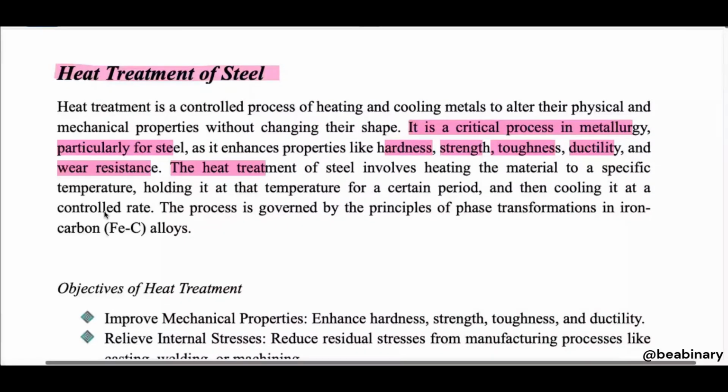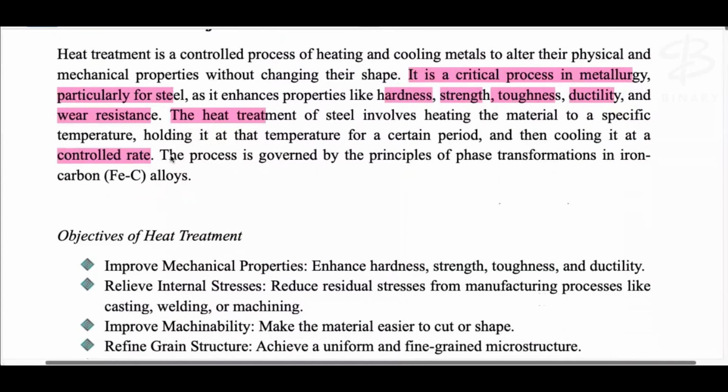So, cooling at a controlled rate. Control means the rate at which we want to cool the material down, and that depends on our desire. For that we have different processes. The process is governed by the principle of phase transformations in iron-carbon alloys.